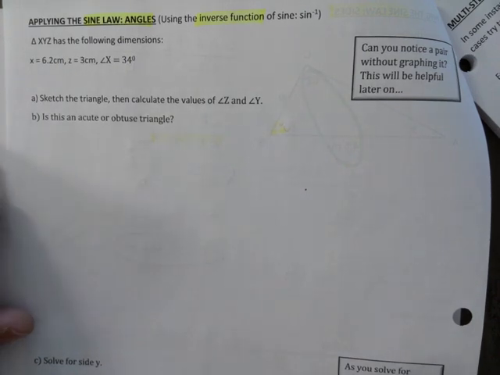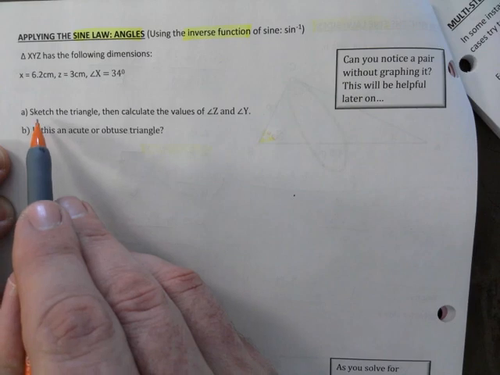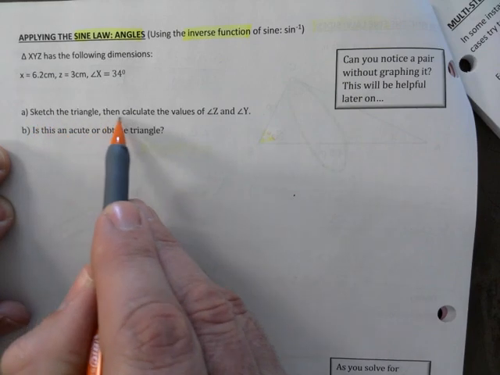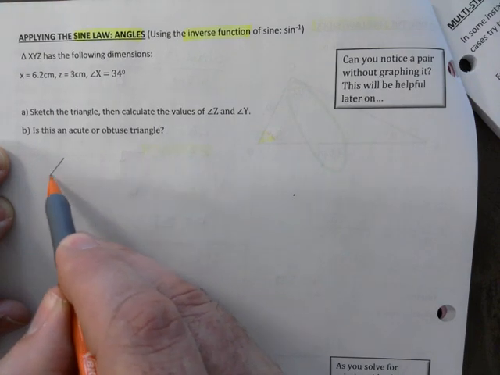And I'm going to actually sketch this one. Triangle XYZ has the following dimensions. Okay? So we're like, what is this? Sine law, cosine law? I don't know. I'm going to have to draw this for sure. I'll give you a secret. I'll tell you a secret where you can find out right away what kind it is. Sketch a triangle, then calculate the values of angle Z, angle Y. So let's go ahead and do that.